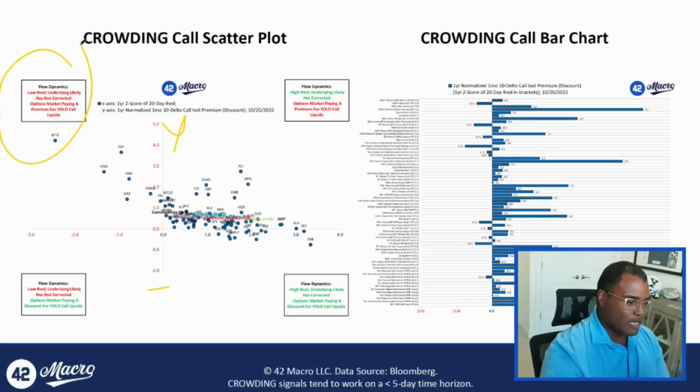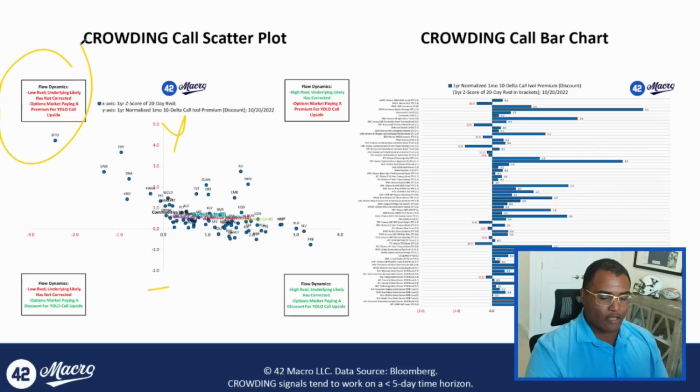So going back to the same flow dynamics, you have low realized volatility, which means the asset has not corrected or is not finished correcting, and the options market is paying a premium for YOLO call upside. So this is a market that likely means you have an exposure that's probably at the highs, or not necessarily near the highs from a medium-term perspective, but from a short-term perspective.